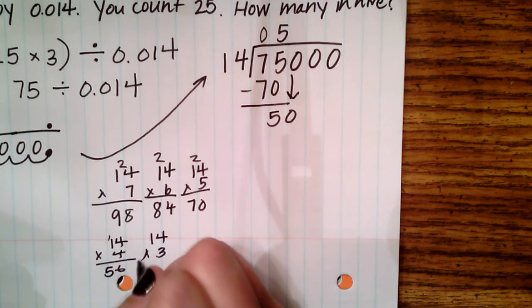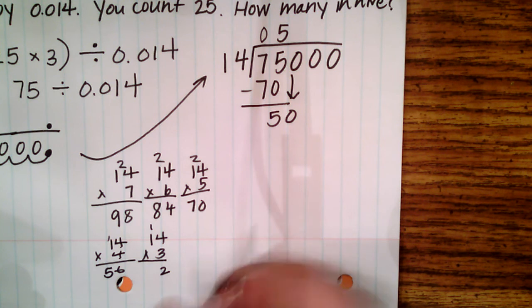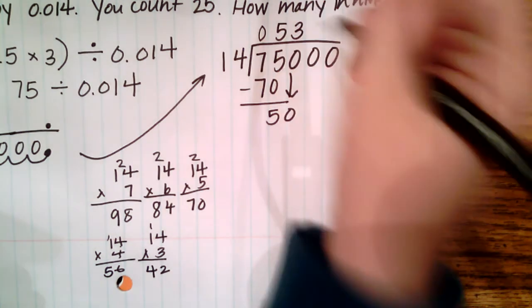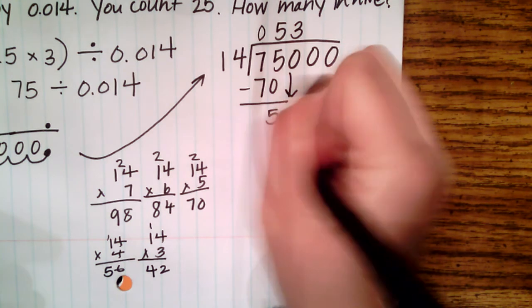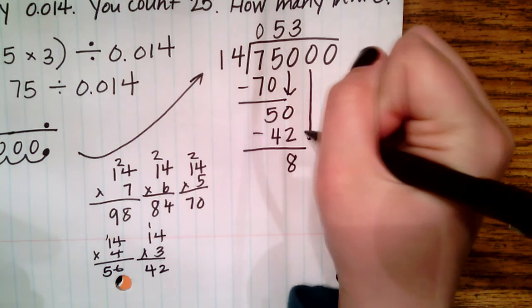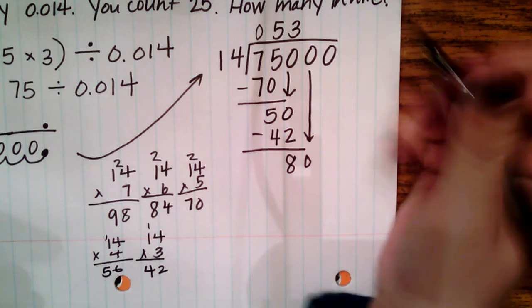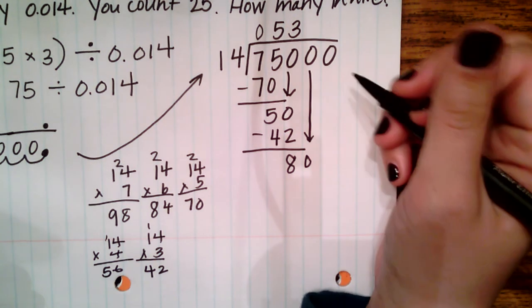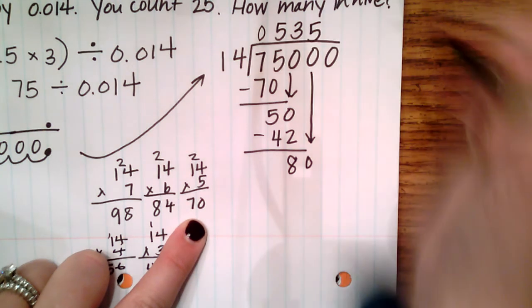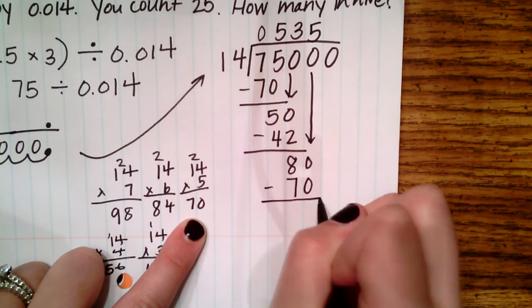And this is why you always keep your scrap work, because this will become helpful. Since I'm using 14 so many times. 42. So I'm going to use 14 times 3 is 42. 8. 8 is less than 14. Writing down my 0. Always use your arrows so that you don't forget any of your numbers in your dividend. 80. I'm glad I left this here because I can see that I have to go to 70, which is 14 times 5.